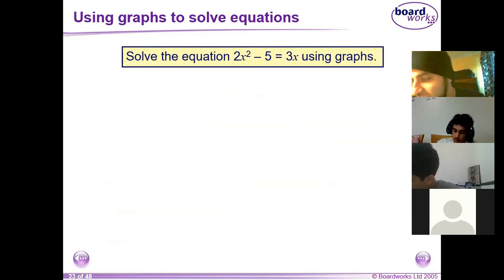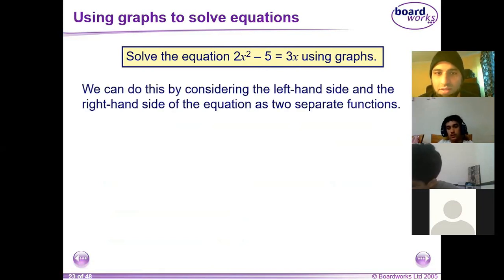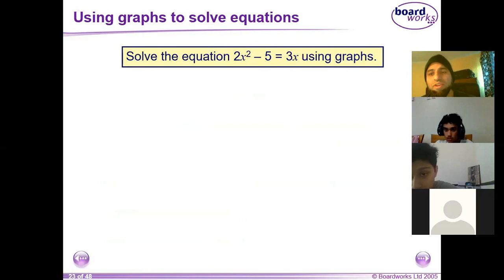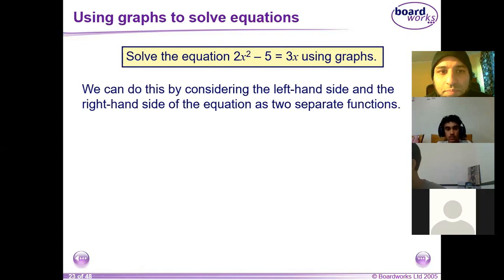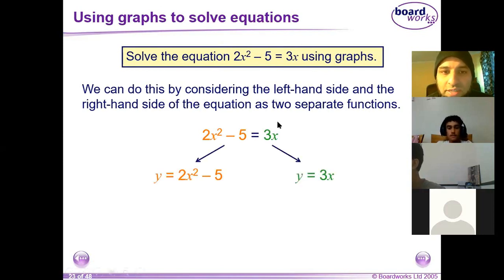They've written it in a very complicated way, which is what you'll see in exams. That's why we're going to start like this. And then you're going to write the notes down now. So what you do here, you see you have two sides to the equation. The left-hand side, and the right-hand side, separated by the equal sign. The first thing you do is consider the left-hand side and the right-hand side as two separate equations. So we give this its own equation, y equals 2x squared minus 5. And we give this its own equation, y equals 3x. So write that down.